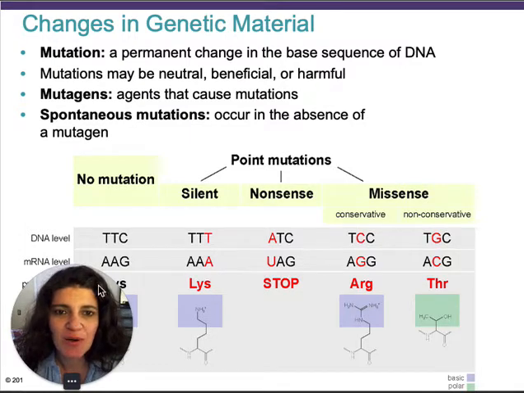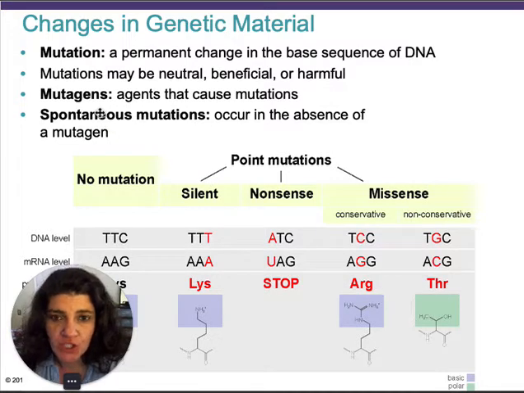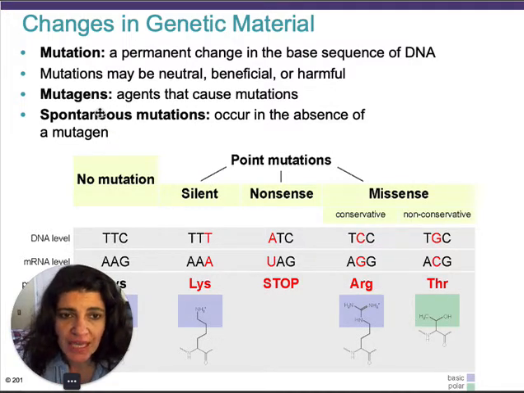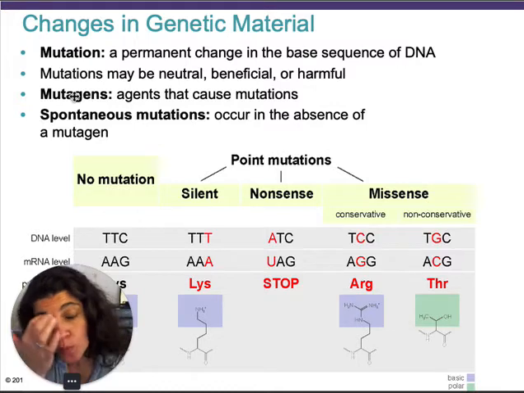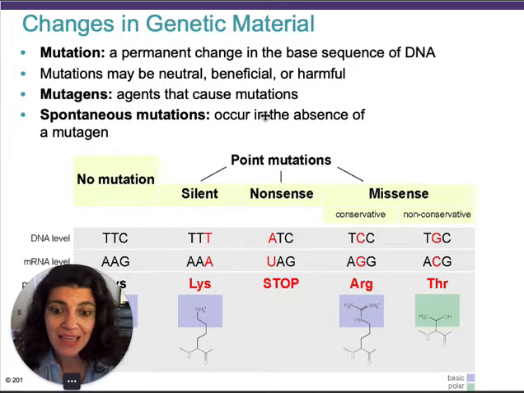So now let's talk about some changes in genetic material. Let's talk about what's a mutation. It's a permanent change in the base sequence of DNA. That can happen due to mutagens, which are substances that can cause mutation.